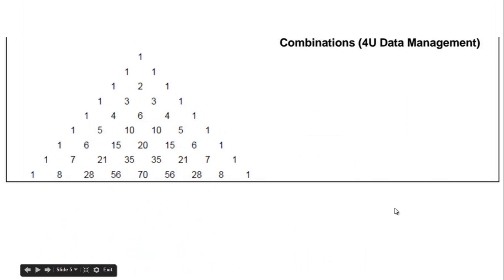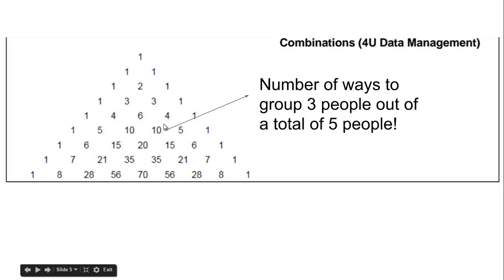Then the most useful thing that we see in high school with Pascal's triangle, next to what we're going to do today, is using combinations. So this number, for example, 10, is the number of ways to group three people. 0, 1, 2, 3, third number in. That's not 1. We always count this as number 0, number 1, number 2, number 3, number 4, number 5, out of 5 people. So the number of ways to group 3 out of 5.